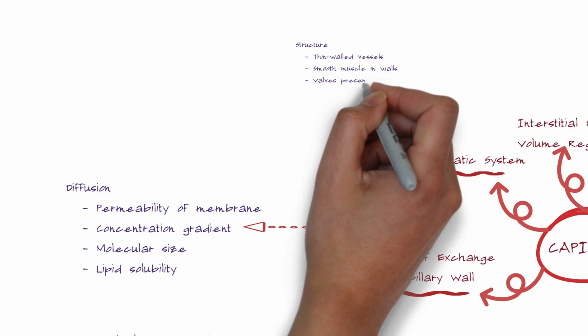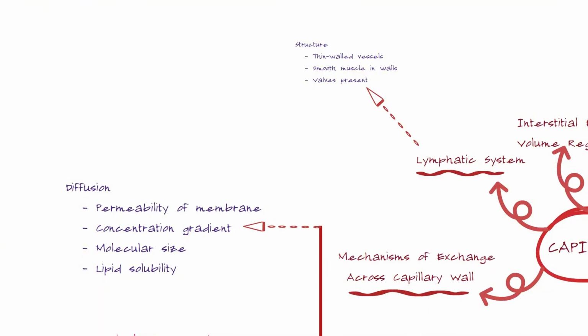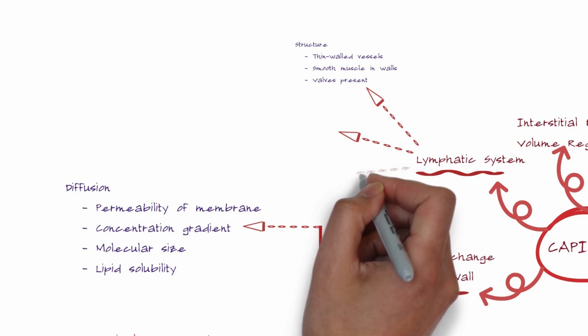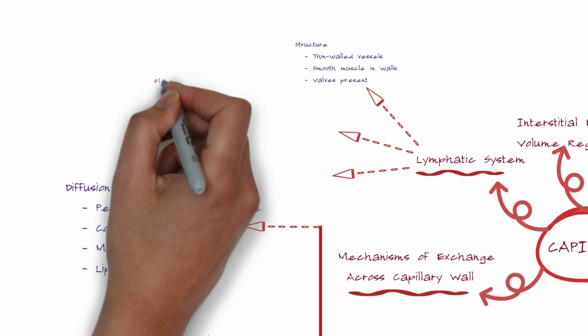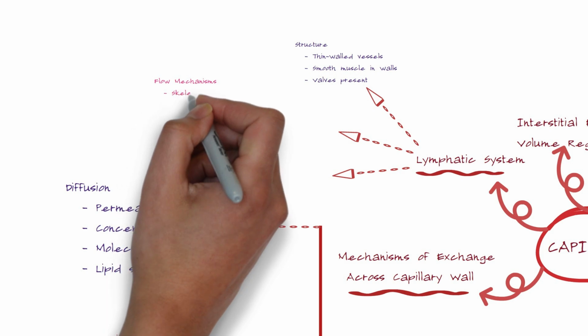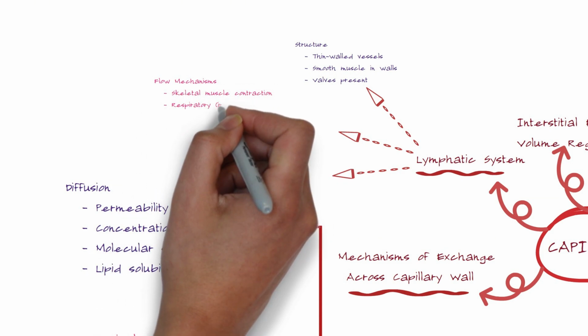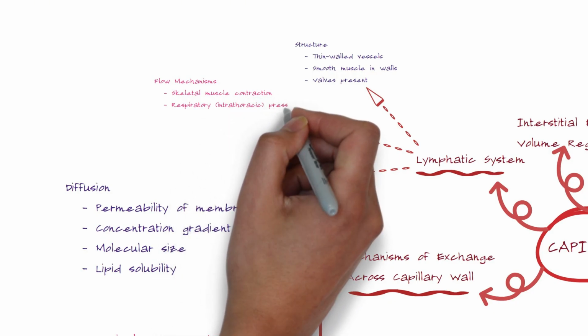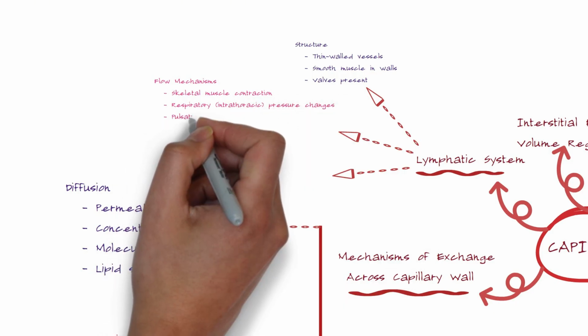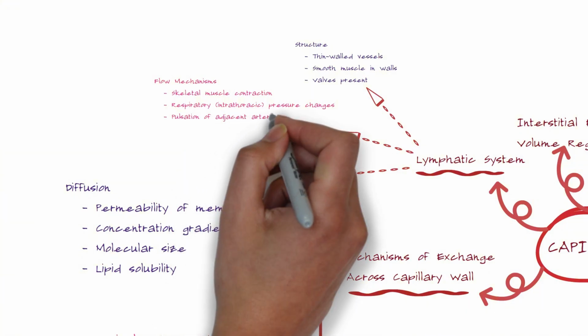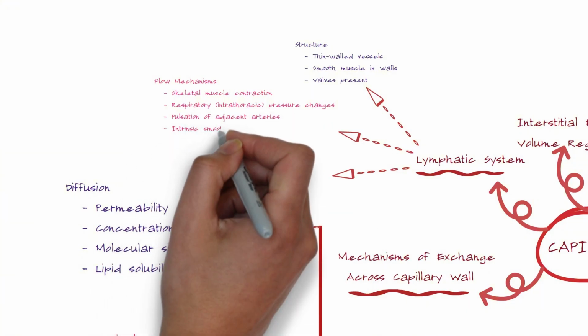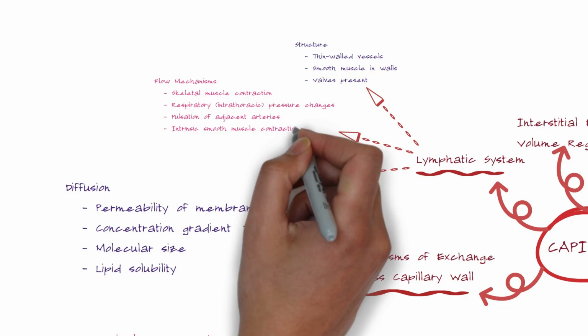So the lymphatic is unlike blood vessels. It does not have a central pump like the heart. Rather, the lymph moves through skeletal muscle contraction, the change in the intrathoracic pressures during breathing, the pulsation from nearby arteries, and the intrinsic contraction of the smooth muscle in the wall.